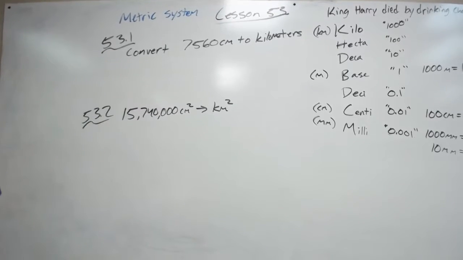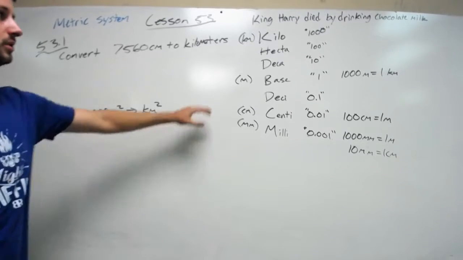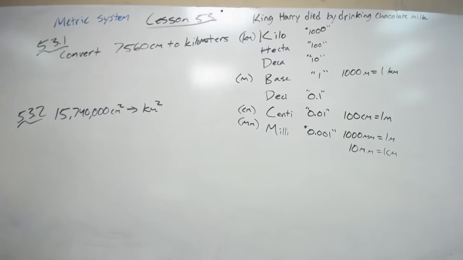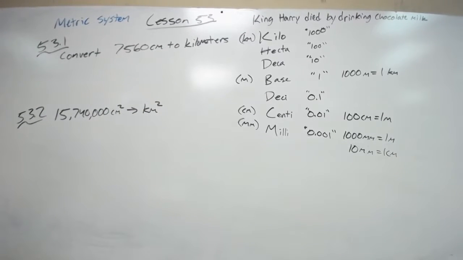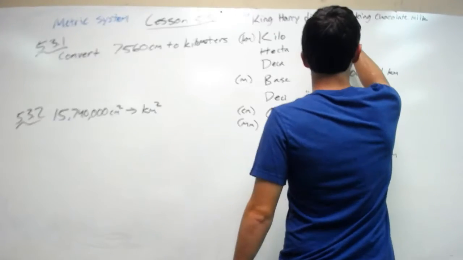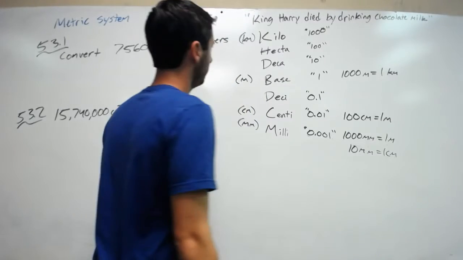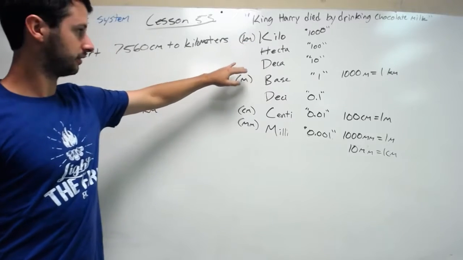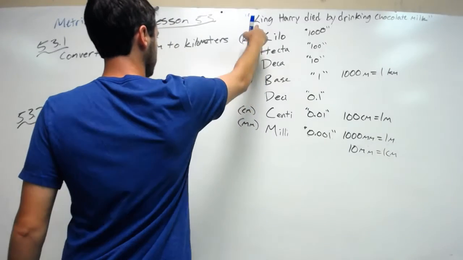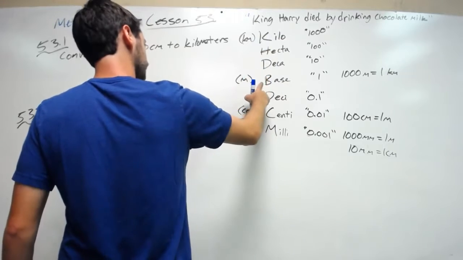Now, in order to know how to convert in example A, what we need to do is know this little chart here. It's all in groups of tens, in a sense, or powers of 10. And we have a little acronym we use here. King Henry died by drinking chocolate milk. Terrible death. So if I put that acronym in this order, we would have K for king, and that stands for kilo. H, D, B.